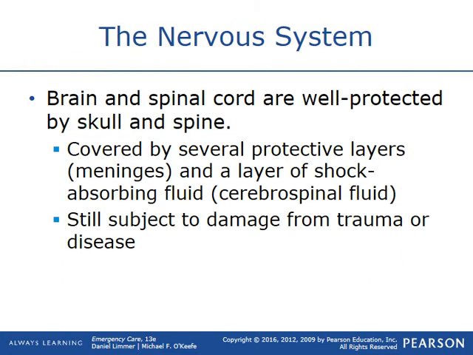The nervous system, we talked about earlier, is comprised of the brain and the spinal cord, and they're very well protected by the skull and the spine. It's going to be covered by several protective layers, or meninges, and a layer of shock-absorbing fluid called cerebrospinal fluid. Obviously, these are still subject to damage from trauma or disease, but the body protects it the best that it can.